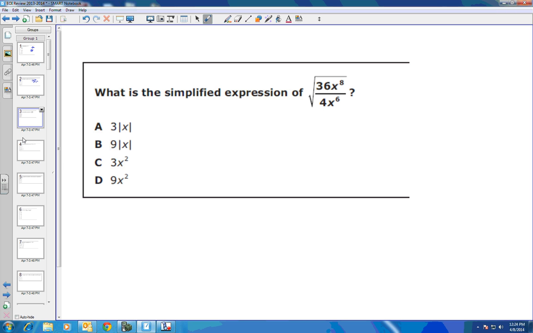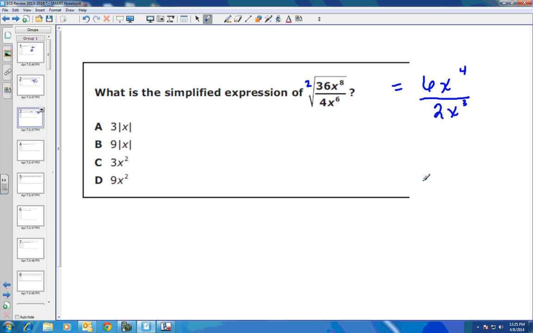Which expression, what is the simplified expression of, okay? So lots of different ways I can do this. I'm just going to go ahead and take the square root of the top and then the square root of the bottom. What is the square root of 36x to the 8? Okay, that's going to be 6x to what power? To the 4th. Why is it to the 4th? Because I need groups of 2. My index number is 2. If I have 8 x's, I have 4 groups I can take out.